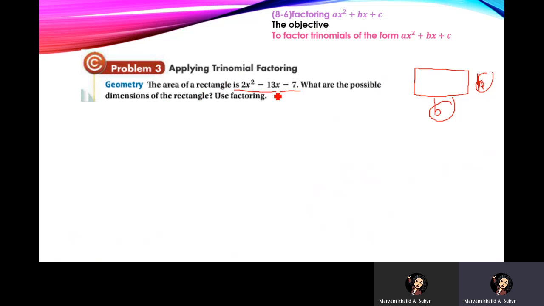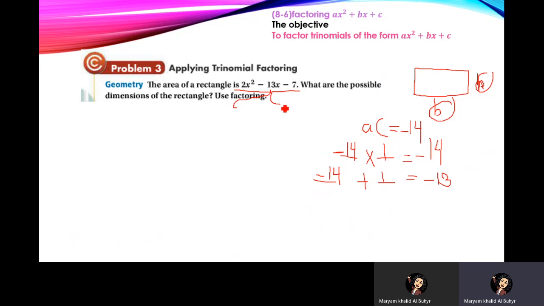So to factor this one, just exactly the same idea. What is AC? AC gives you 2 times negative 7. It is negative 14. Think about another two numbers. Once you multiply them, you will get negative 14. Once you add them, you will get the number in the middle, negative 13. That's so easy to find. 14 and 1. Which one should be negative? This one, because negative 14 plus 1 will be negative 13. I'm done.